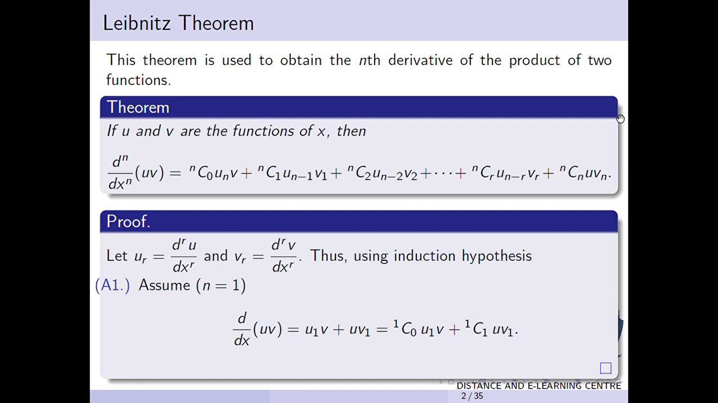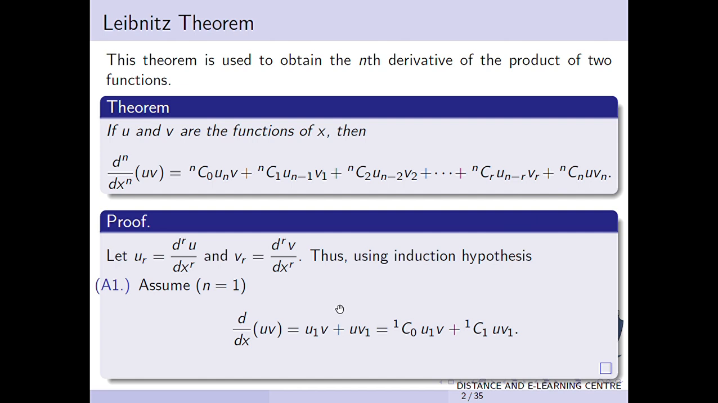This theorem is used to obtain the nth derivative of the product of two functions. The theorem states that if u and v are functions of x, then d^n/dx^n (uv) is equal to nC0 u^(n) v plus nC1 u^(n-1) v1 plus nC2 u^(n-2) v2 plus ... plus nCr u^(n-r) vr plus ... plus nCn u vn.